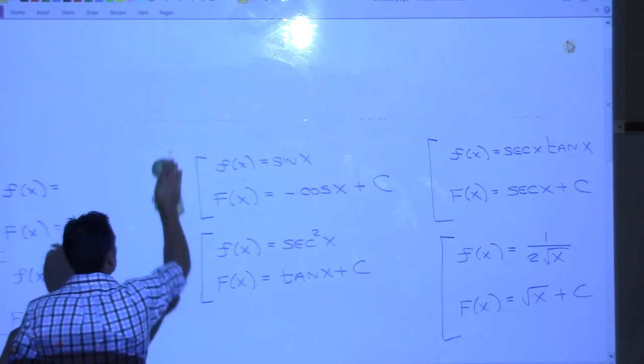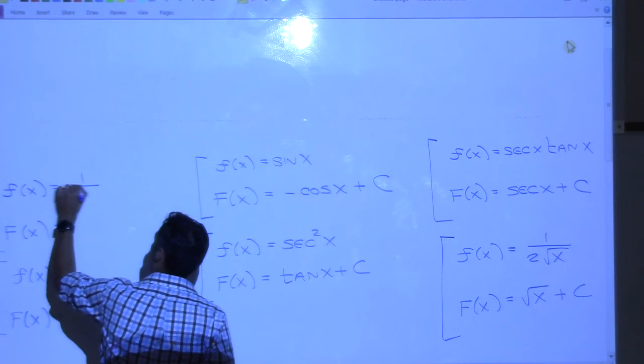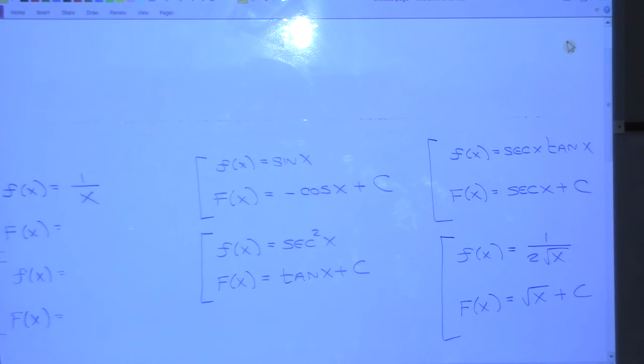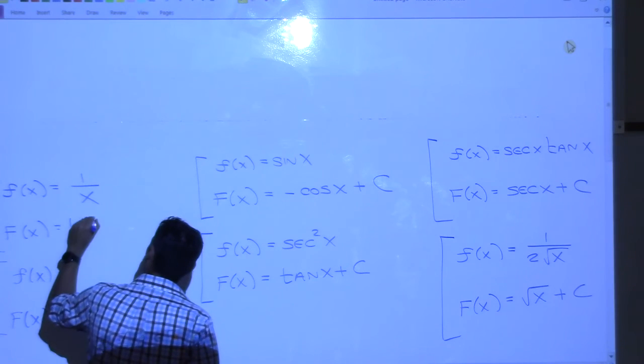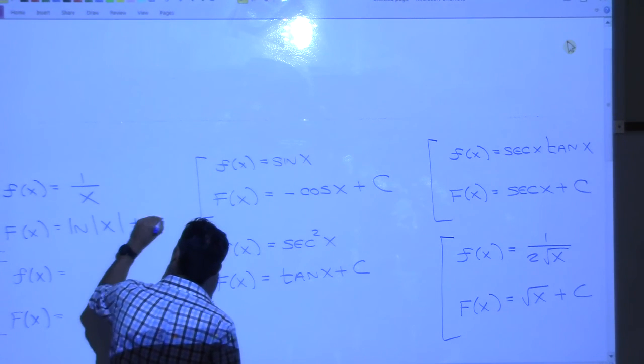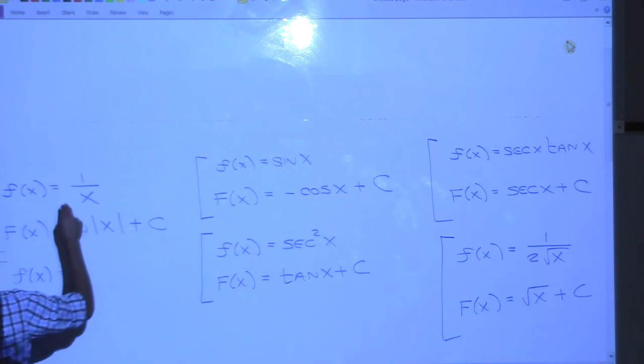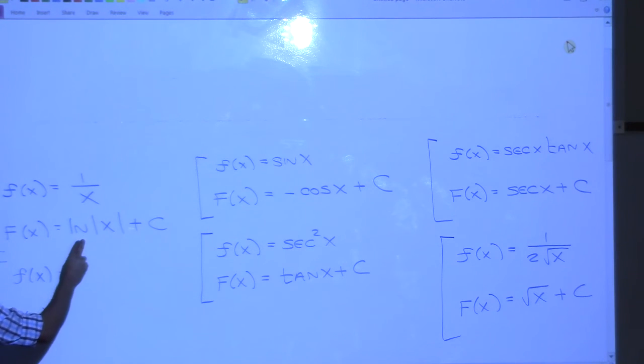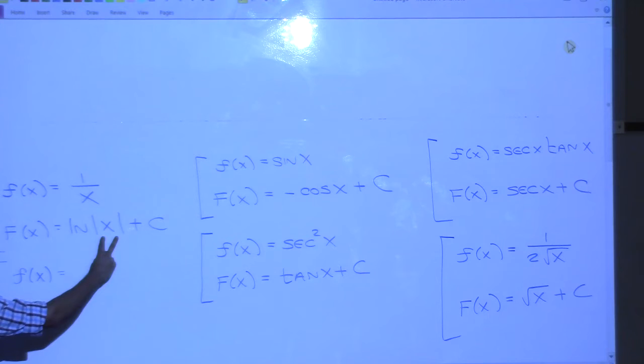Okay, so how about this one? 1 over x. Natural log of x. Natural log of x, because the derivative of natural log of x is 1 over x. Now, what you're going to find is that whenever we take the antiderivative of 1 over x, we have to take the absolute value. And here's the reason why.